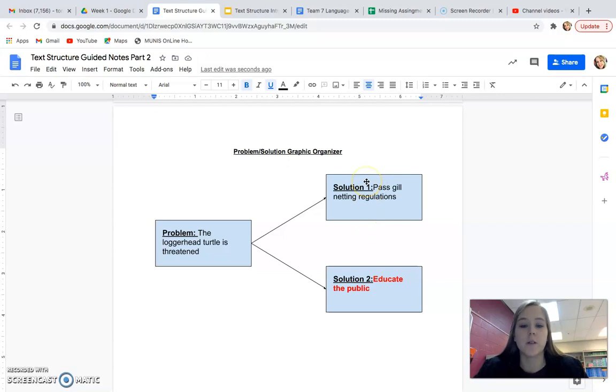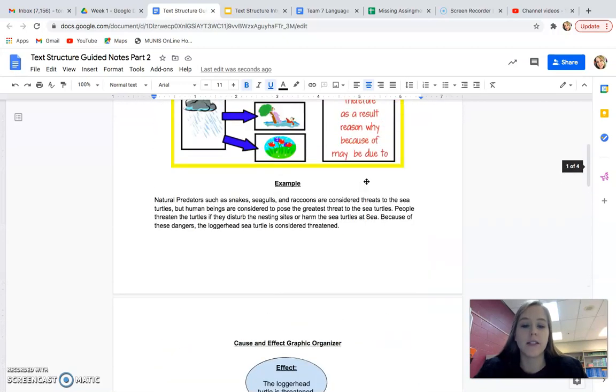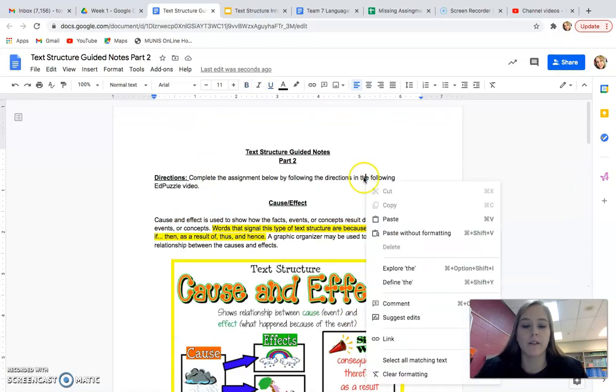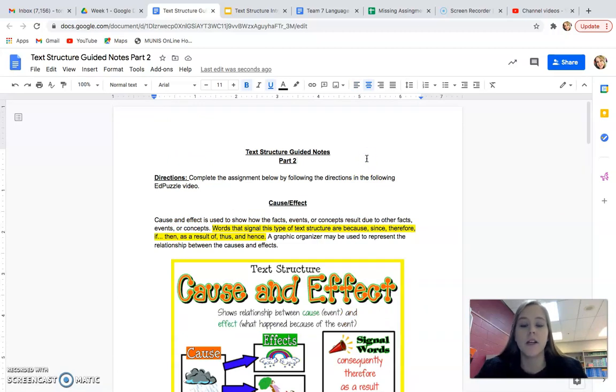All right, guys and girls, so we have talked about all of the different text structures. Today we went over cause and effect and problem and solution. You do need to make sure that you turn in your notes on Google Classroom so that your teacher has proof that you did do your assignment for today. But like I talked about yesterday, you may want to make your own copy of this or print it out or take a screenshot, because these notes could really help you throughout the rest of the unit.